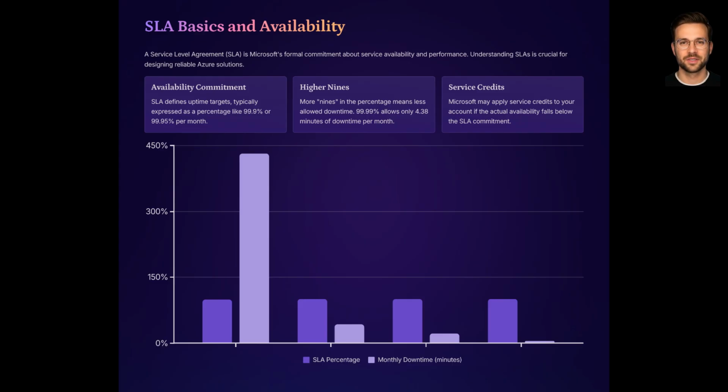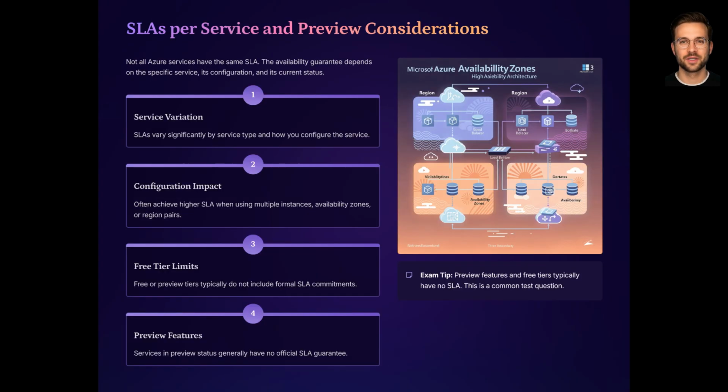SLAs are defined per service and sometimes depend on configuration. For example, a service might provide a higher SLA when you deploy it across multiple availability zones or multiple instances, compared to running a single instance. Some tiers, such as free or preview services, may not come with a formal SLA. If an exam question mentions that a feature is in preview and asks about SLAs, the correct answer is often that there is no official SLA for preview features.